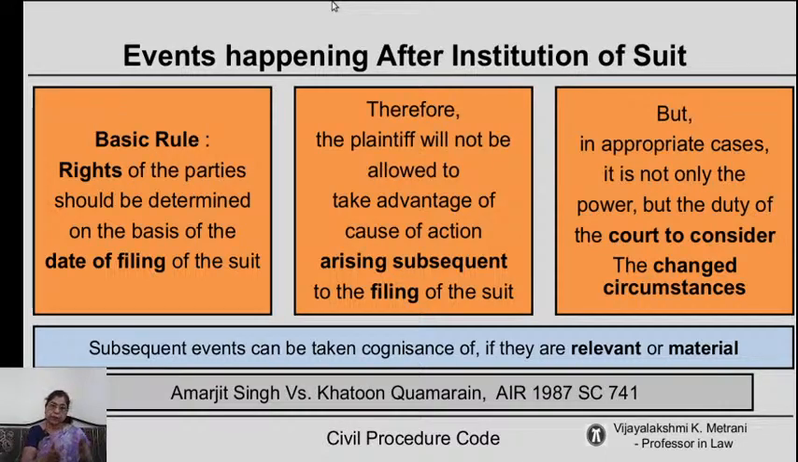Now in Rule 7 and Rule 8, what did we say? That it should be clear, the cause of action should be clear, and we have to speak about what are the things which arise out of the cause of action. So when we say that this has to be asked in reliefs, when things happen later. So the basic rule is that the rights of the party should be determined at the date of filing of the suit. That is the basic rule.